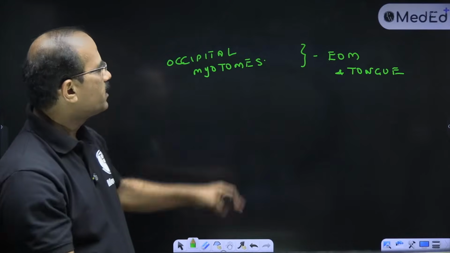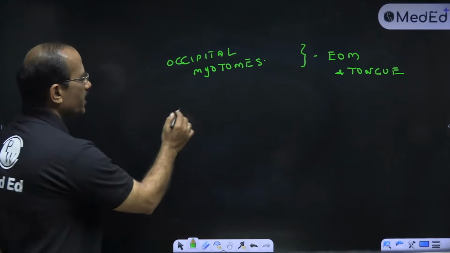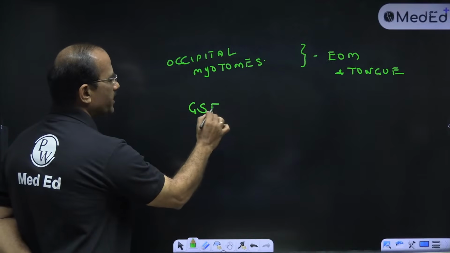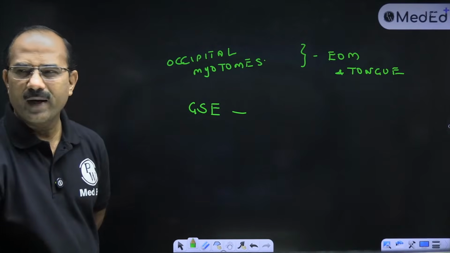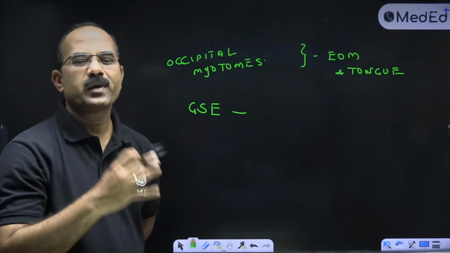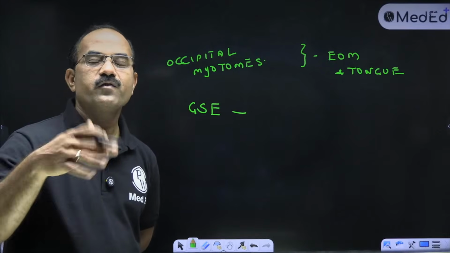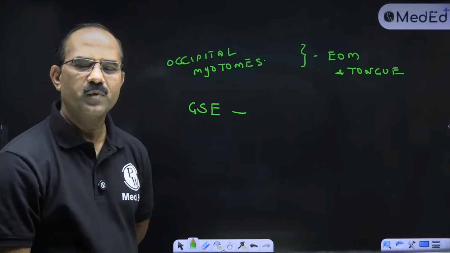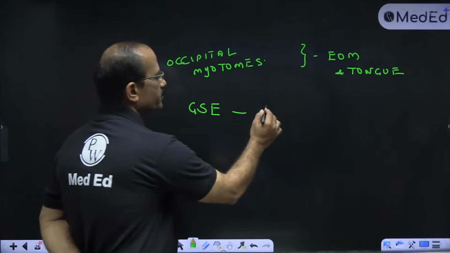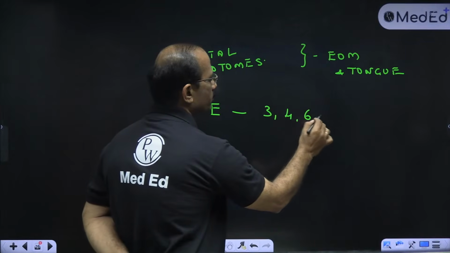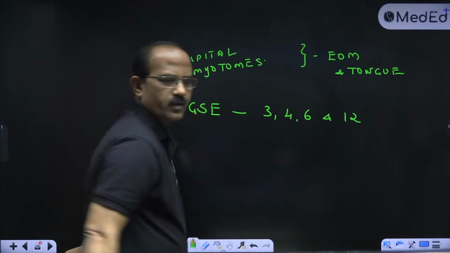So now you tell me, what is the name of this component? The name of this component is general somatic efferent. General somatic efferent. And this general somatic efferent component is present in which nerves? Bolo. Three, 4, 6 and 12.